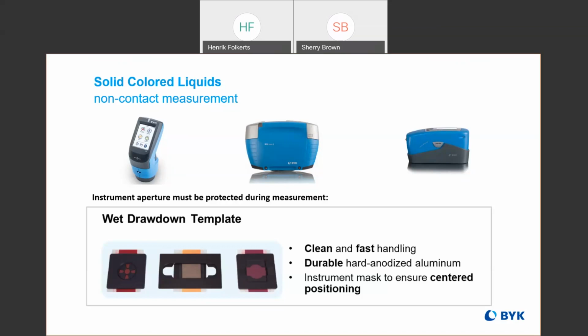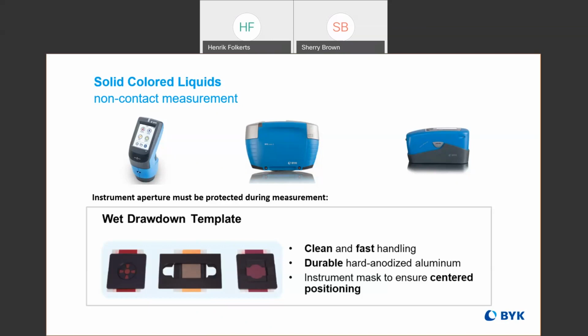And so you really don't want to get liquid up inside the aperture because that's going to throw off your measurements in the future. So in order to have accurate and repeatable measurements, you want to avoid getting that liquid up inside the aperture. And to do that, you need to use one of these wet drawdown templates, which will hold the instrument up just slightly above the wet drawdown so it doesn't get contaminated.